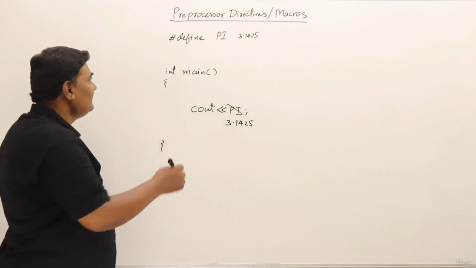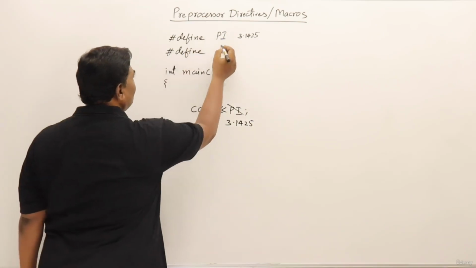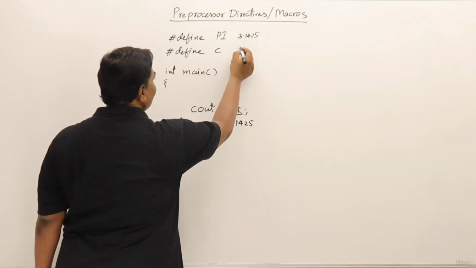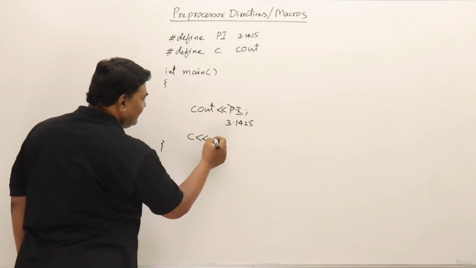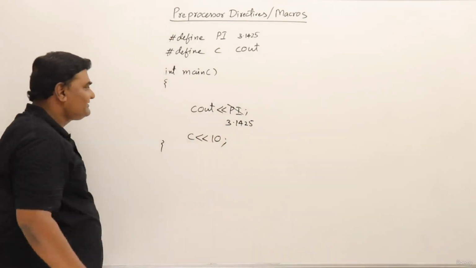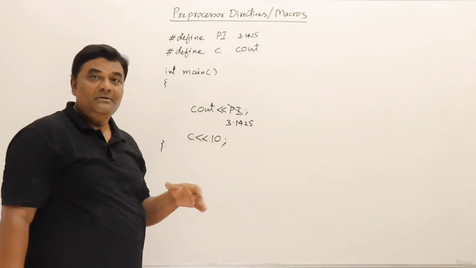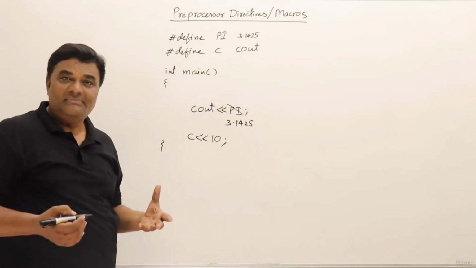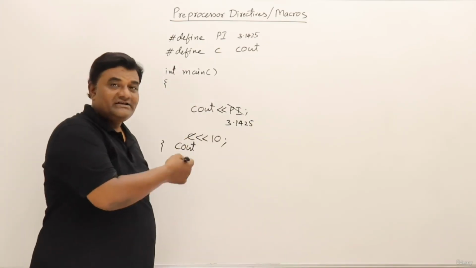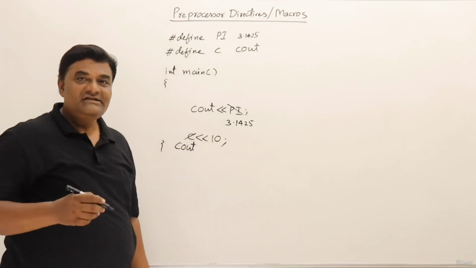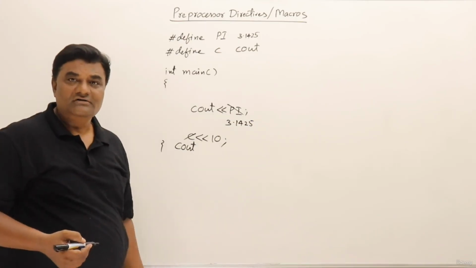I'll show you one more thing. I will say #define C for cout. Now can I say C 10? Yes. What will happen? This C will be replaced by cout before the compilation. Now what the compiler sees is cout. So yes, you can change the object name also here. Cout can be changed to C or just out, whatever name you want.